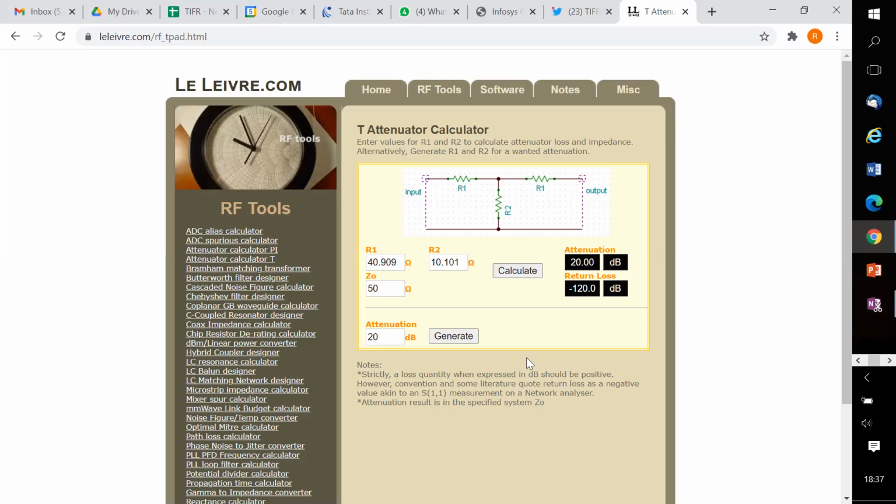This R1 plus R2 is equal to Z11 or Z22. So, yes. If the attenuation is higher, it must mean that there is a larger voltage drop across R2. No. No.